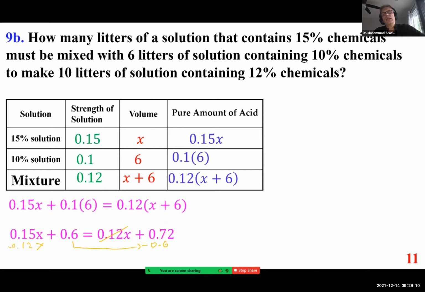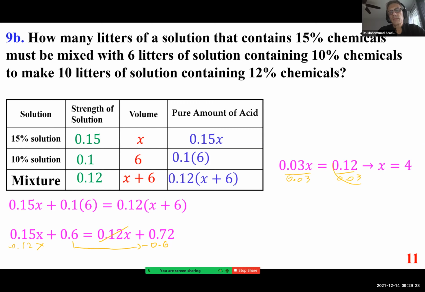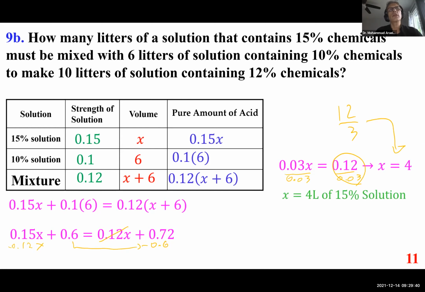We can subtract this, and it becomes 0.12. And if you divide both sides, you can write this as 12/3. I hope you remember how we take care of the decimals. And x becomes 4, so we have 4 liters of 15% solution.